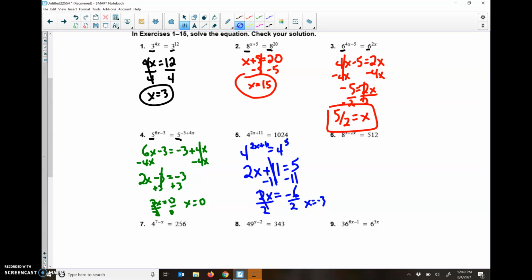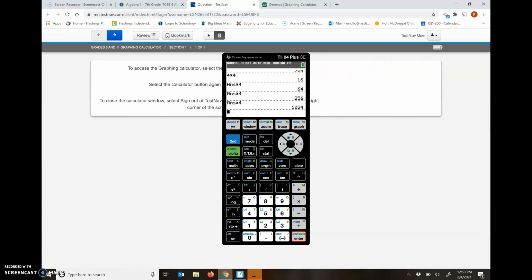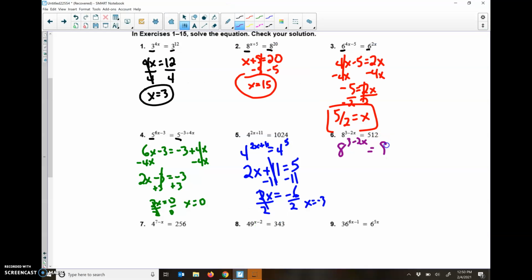Okay, same thing on number 6. I have 8 raised to the 3 minus 2x, and it equals 512. So I got to figure out 8 to what power gives us 512. So again, let's go back to our calculator. 8 times 8 is 64. Times 8 again is 512. So 8 to the 3rd power gives us 512.